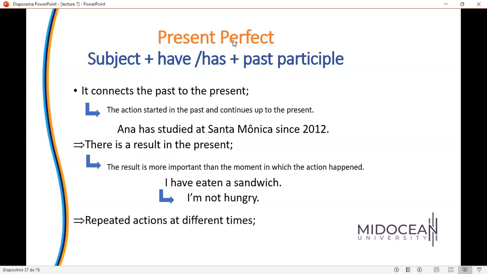Also, the present perfect, okay, here indicates repeated actions at different times. Okay, let's explain more. My mom has been to Canada 3 times. Okay, so here you have repeated action at different times. So you have 3 times. Okay.